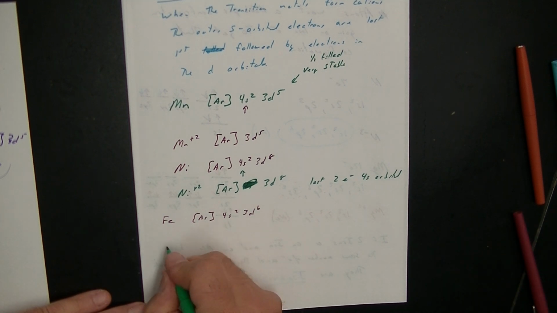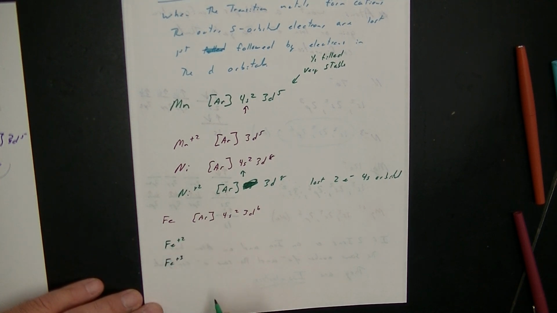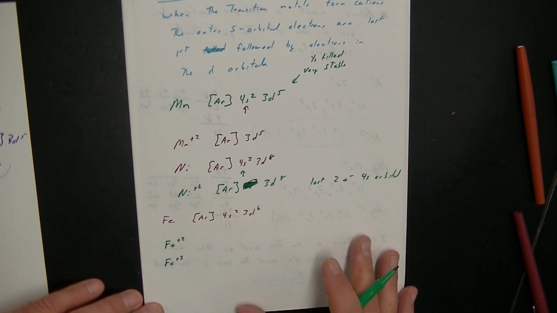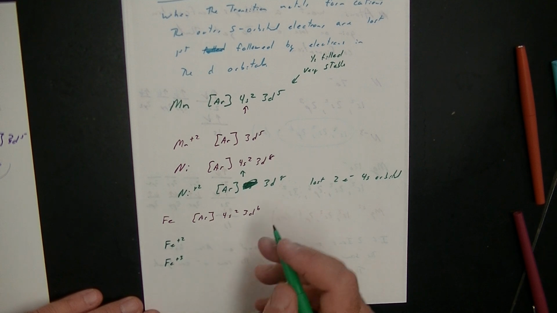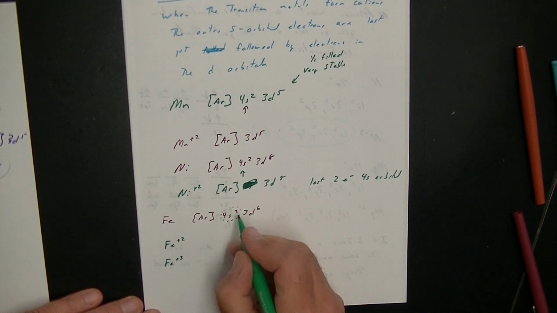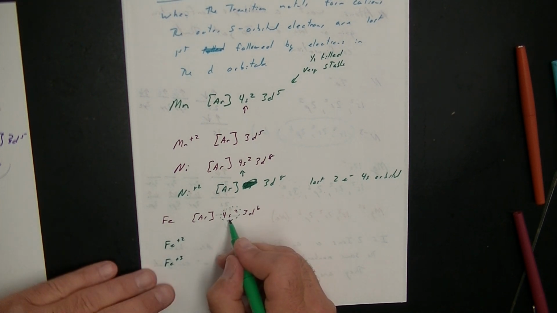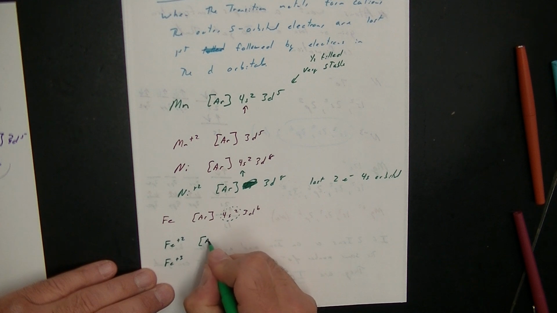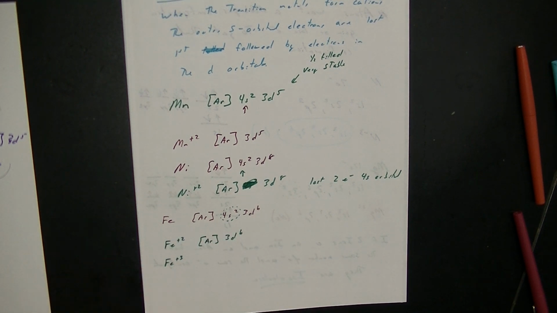It will become Fe+2, but it will also become Fe+3. Let's see if we can figure out why it does that. Well, we know why it likes to form the +2, because it's going to lose these first. It's going to lose these s orbital electrons in the 4th shell first, and we will get Ar 3d6.